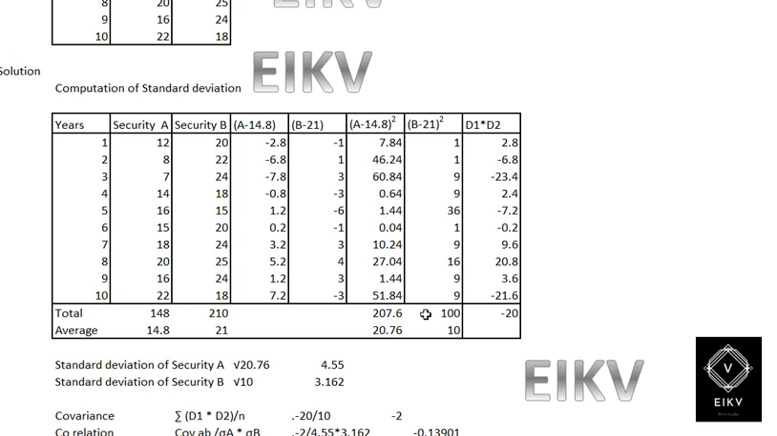After computing that, we will get the sum total of d1 into d2, which will be negative 20, and x minus x bar the whole square for A and B would be 207.6 and 100. So after taking the sum total, we need to divide it by 10. We will get 20.76 and 10.